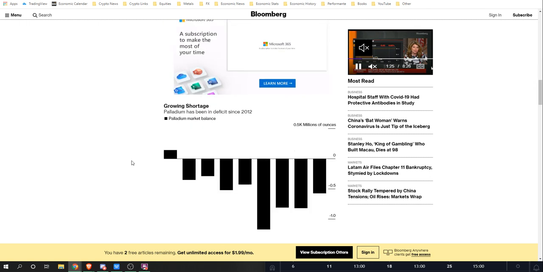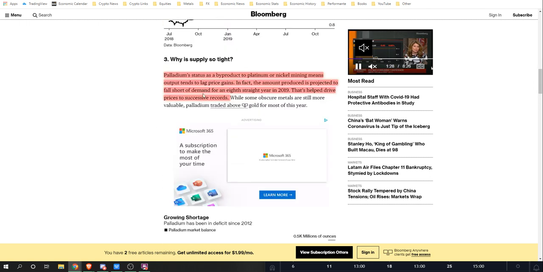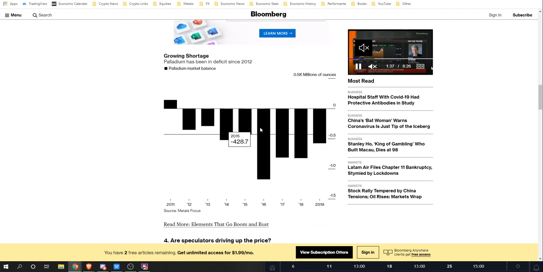So we can see this is that chart that we're talking about, and this is the projected supply, which is to fall short of demand for 8 straight years. This is showing you the supply-demand balance, and we can see it's in negative, meaning that there is more demand than supply for the past 9, 10 years. So in simple terms, there's not enough supply for the amount of demand coming into the market, and that's why there is so much price appreciation. All right. That's all we're going to look at for the more fundamental side of things.